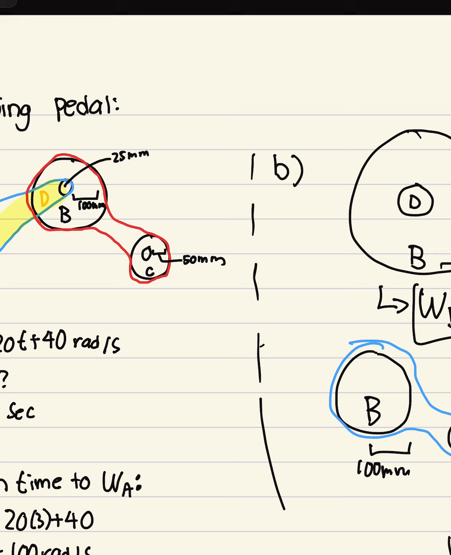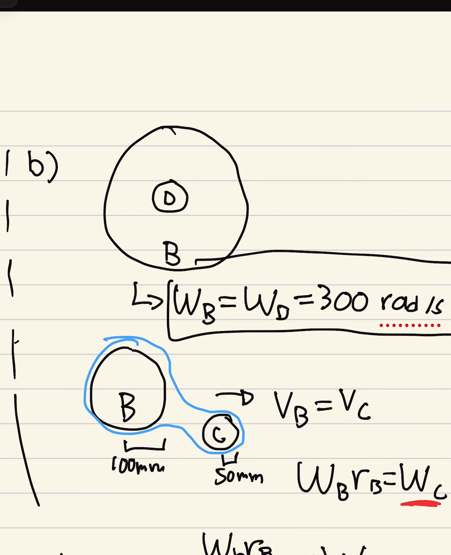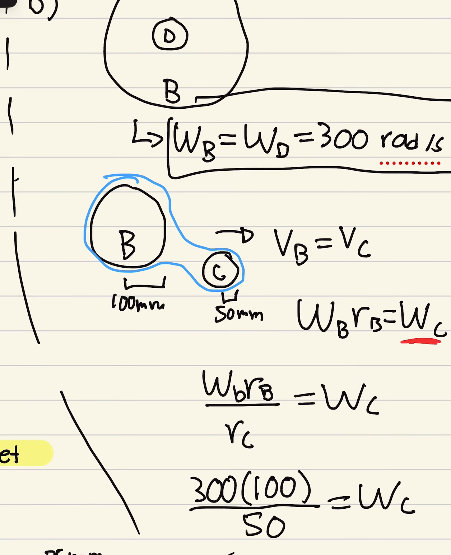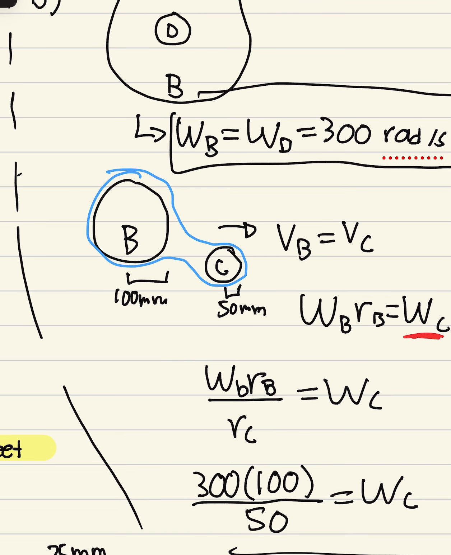We also acknowledge that sprocket D is placed within sprocket B, which means they're going to share an angular velocity of 300 radians per second. We also acknowledge that sprocket B is connected to sprocket C through a wire. So they're going to share a velocity. We're going to set them equal: velocity B equals velocity C.